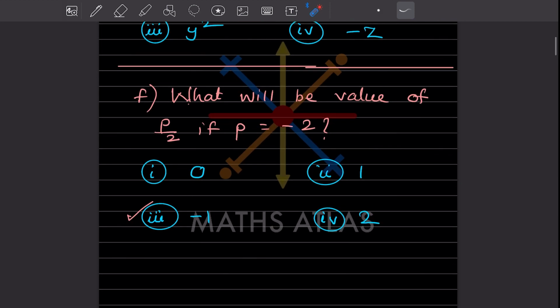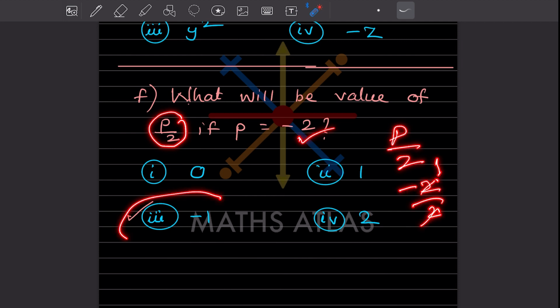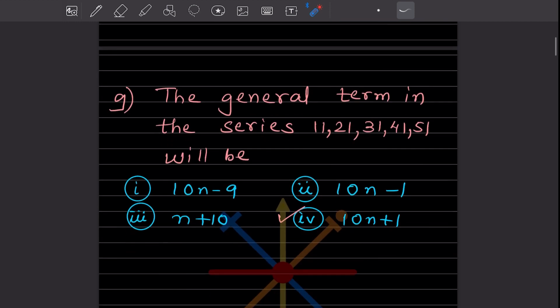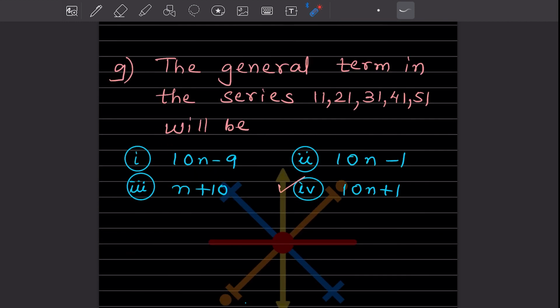Now it says, what is the value of p by 2 if p is equal to minus 2? So this is the expression given, p by 2. You have to just put minus 2 in place of p. So here it comes to minus 1. Hope that is clear.